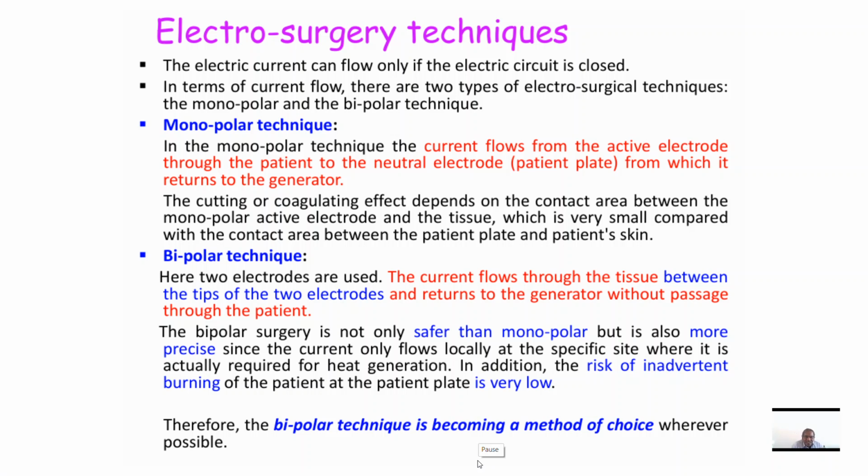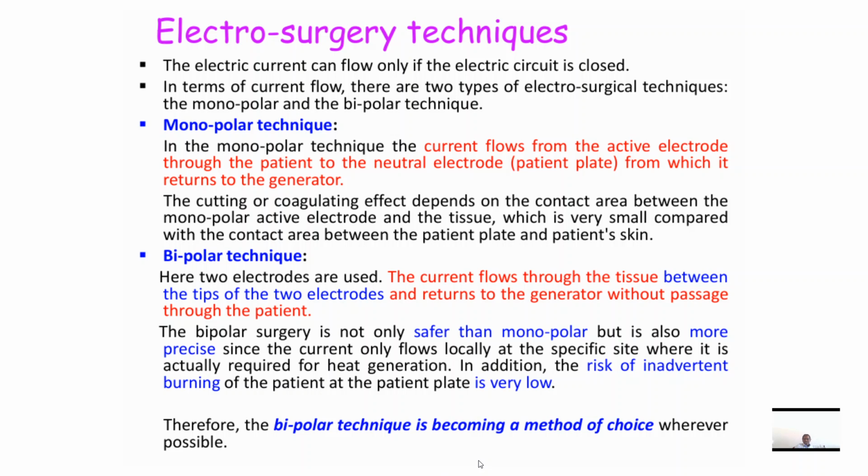Okay, in the bipolar technique, two electrodes are used. The current flows through the tissue between the tips of the two electrodes, and then returns to the generator without passing through the patient. The entire current is not passed through the patient. Only through the affected tissue the current is passing, and again it returns from the active electrode to the generator. It is called the bipolar technique.